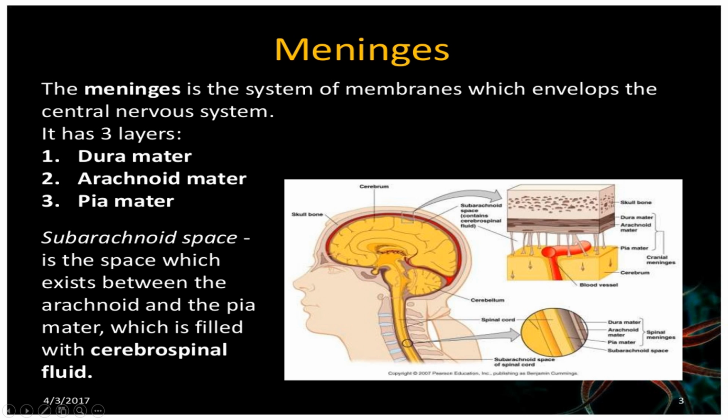So we have the first one, which is the dura mater. This is a Latin term which means tough mother, and it has this name because the dura mater is very thick and very strong, and it's the first layer of the meninges. And then the second one we have is the arachnoid mater.